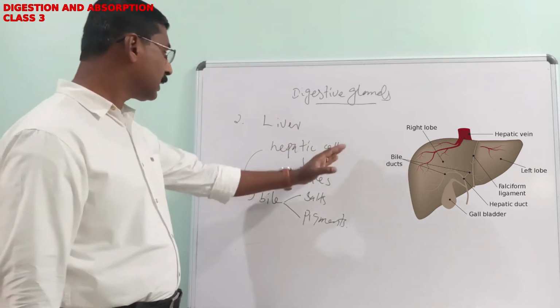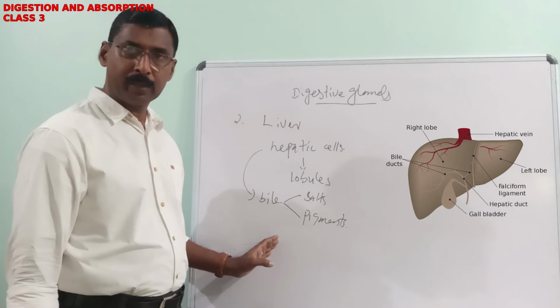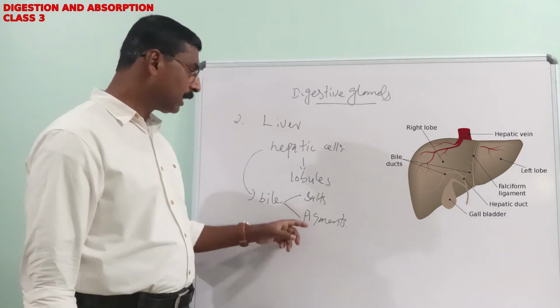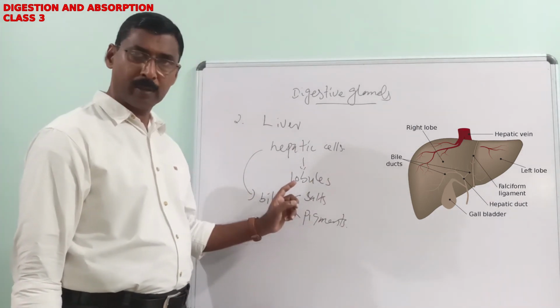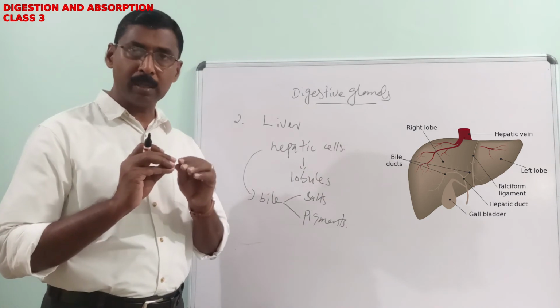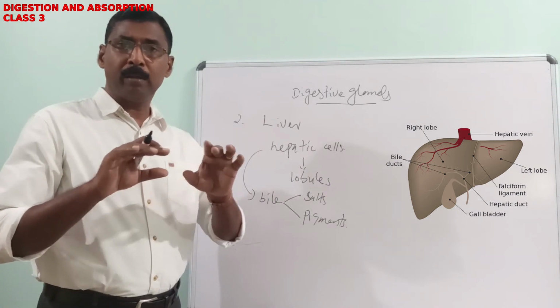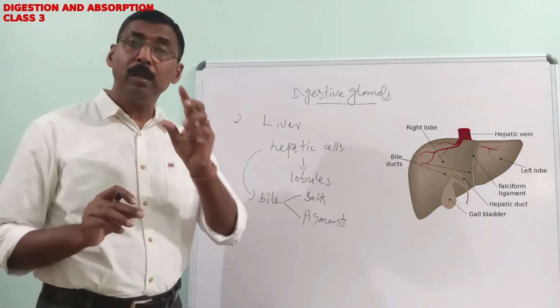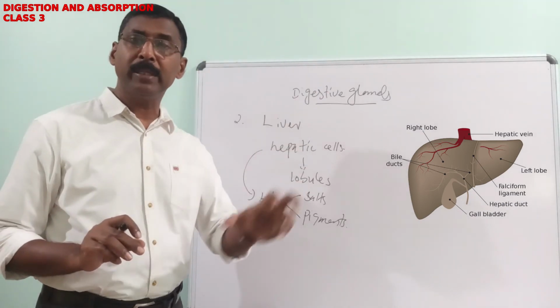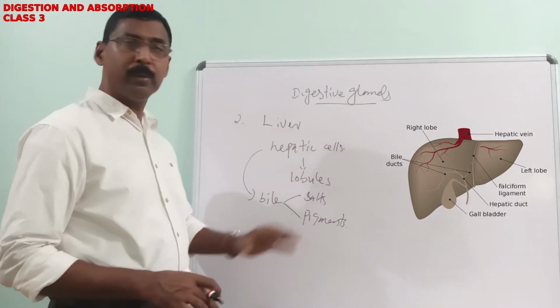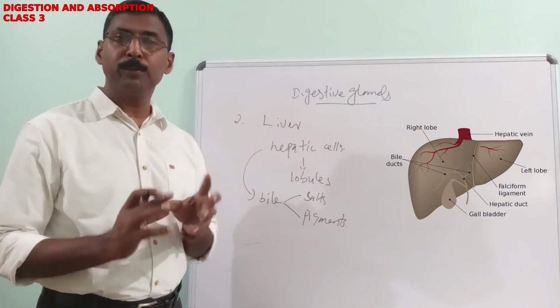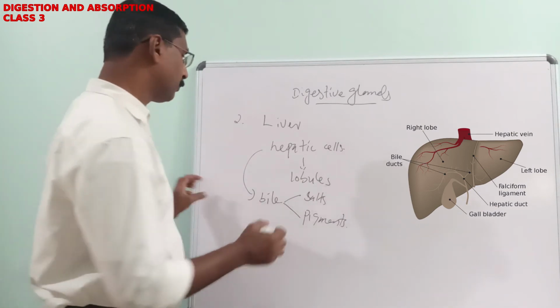Okay, so hepatic cells produce the bile. And this bile is collected in the lobules. So these hepatic cells are organized to form lobules. There are several hepatic lobules. And each lobule is covered by a capsule called Glisson's capsule.